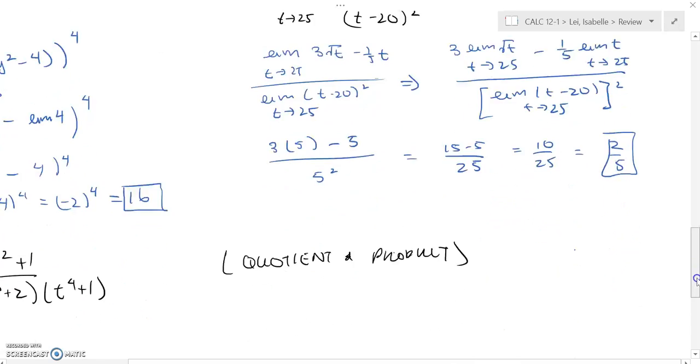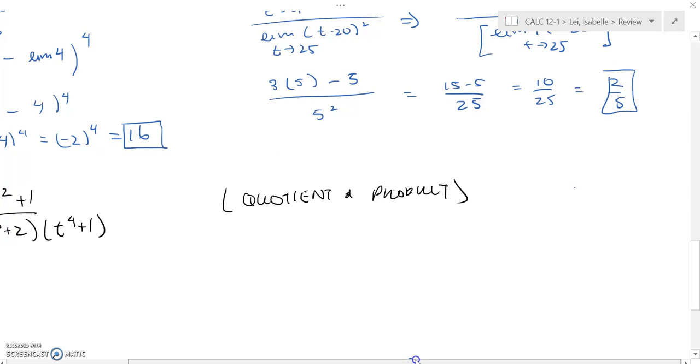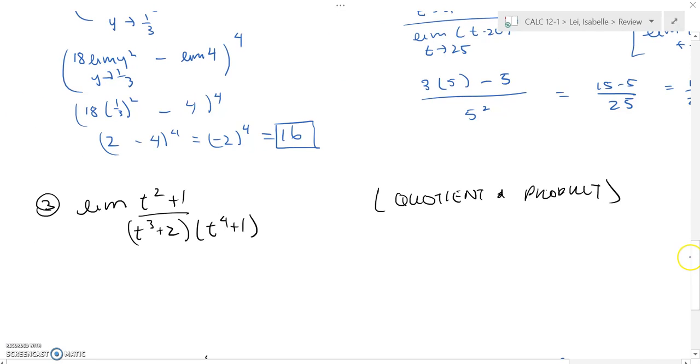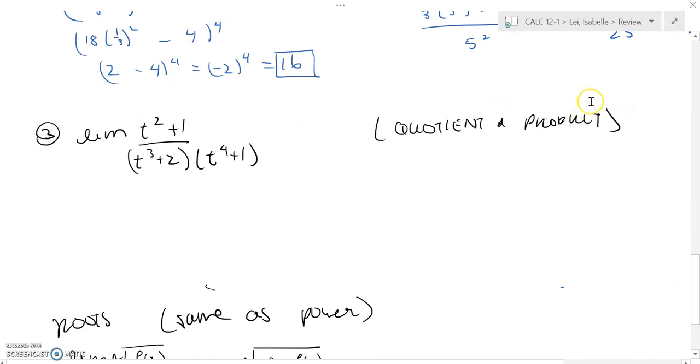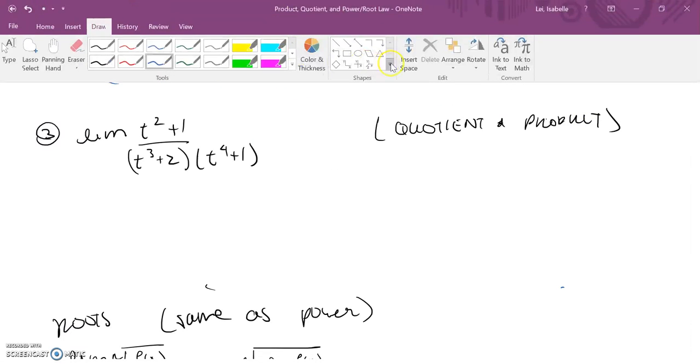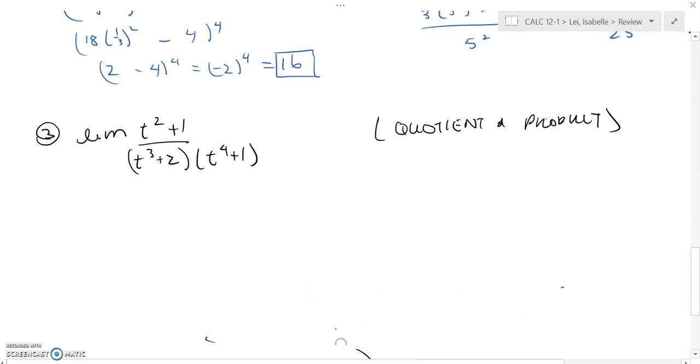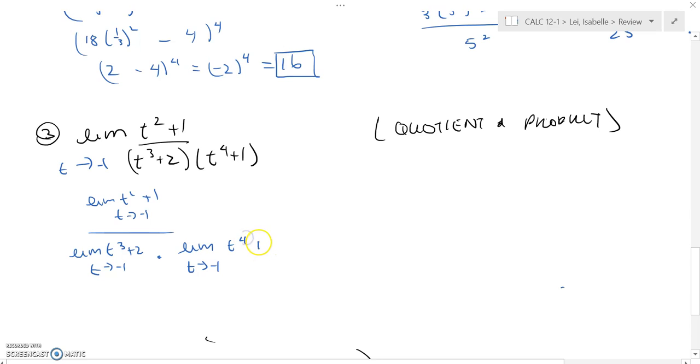So with what we know right now, we can combine a quotient and a product question for a more complex question once again. We can give ourselves a little bit more space. So this would become the limit of t squared plus 1, as t approaches negative 1, all over the limit of t squared plus 2 as t approaches negative 1, times the limit as t approaches negative 1 of t to the fourth plus 1.